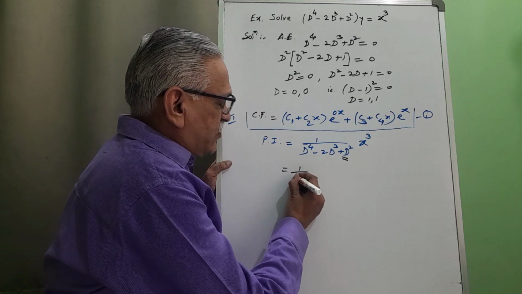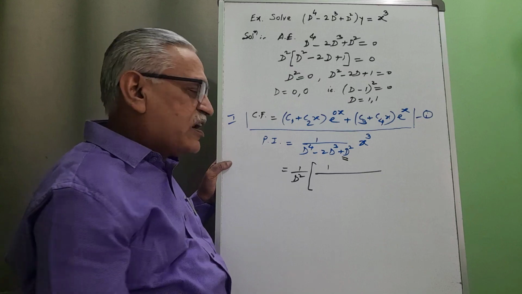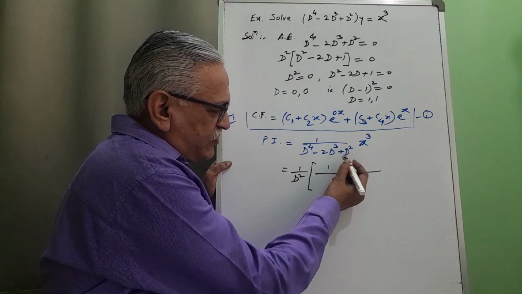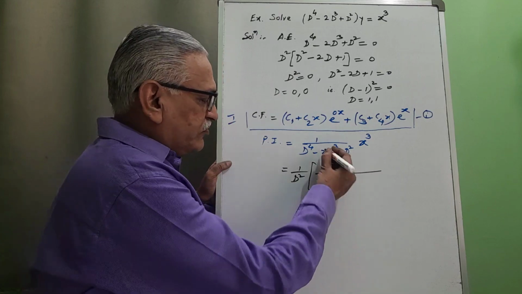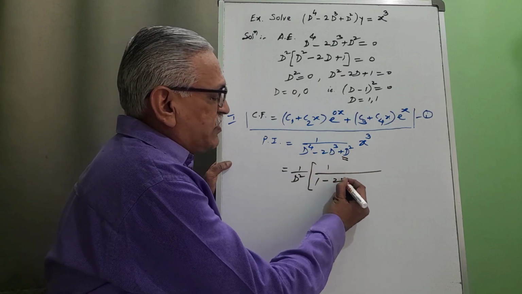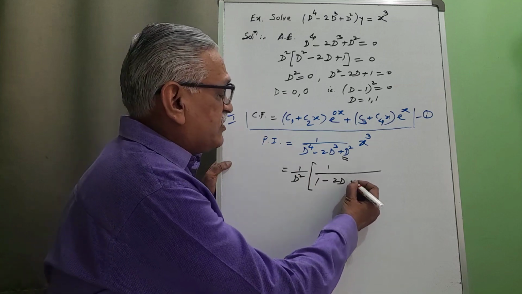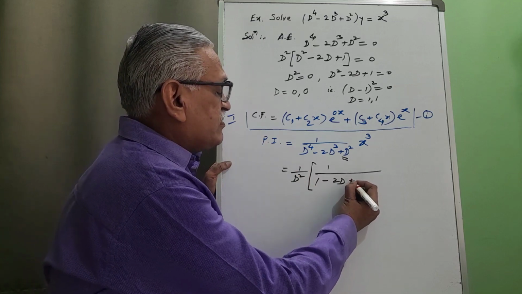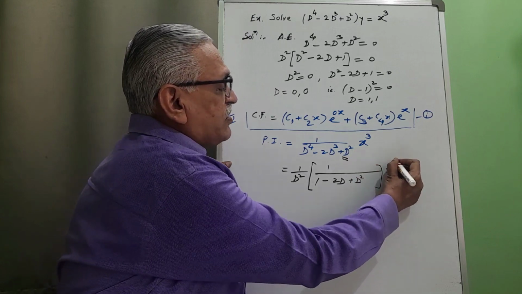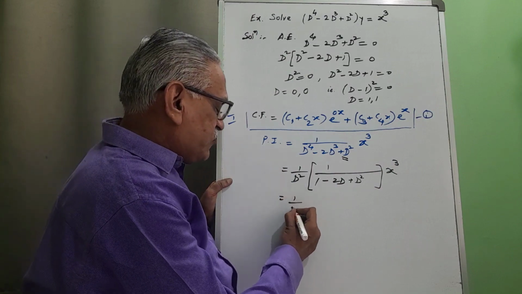Therefore, 1 by D^2 I will take common, and 1 upon the remaining terms, which we write from right to left. If we take D^2 common from D^2, the remaining is 1, minus. From D^3 we take D^2 common, therefore 2D remains. And from D^4 we take D^2 common, therefore the remaining term is plus D^2, which we have to operate on x^3. Then it is 1 by D^2, as it is, no change.